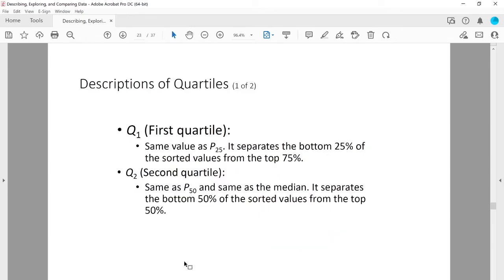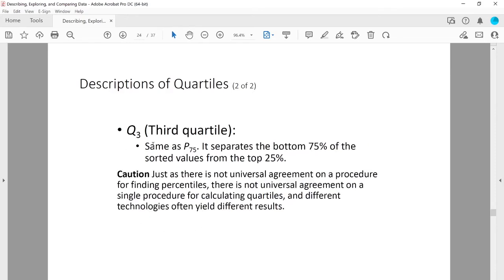So Q1, the first quartile, has the same value as P25. Q2, the second quartile, has the same value as P50, percentile 50, and Q3 is the same as P75. There is one thing I would like to caution here. Make sure that we use different methods for finding the percentile. There is no universal agreement.